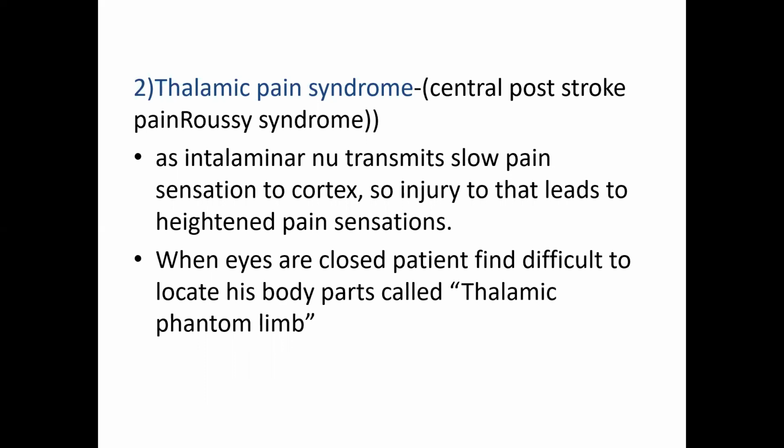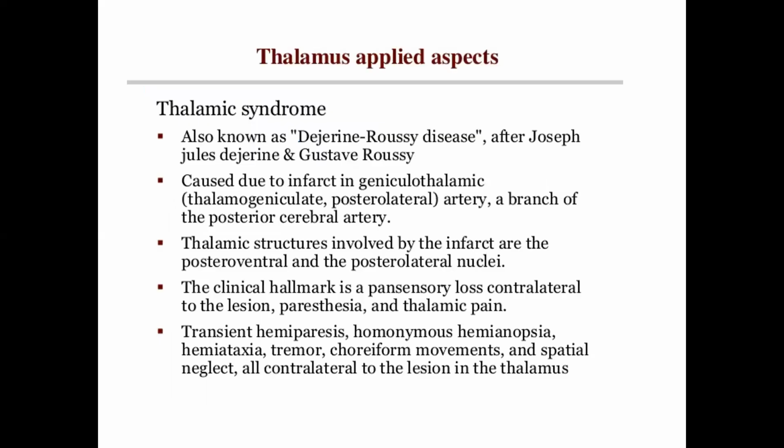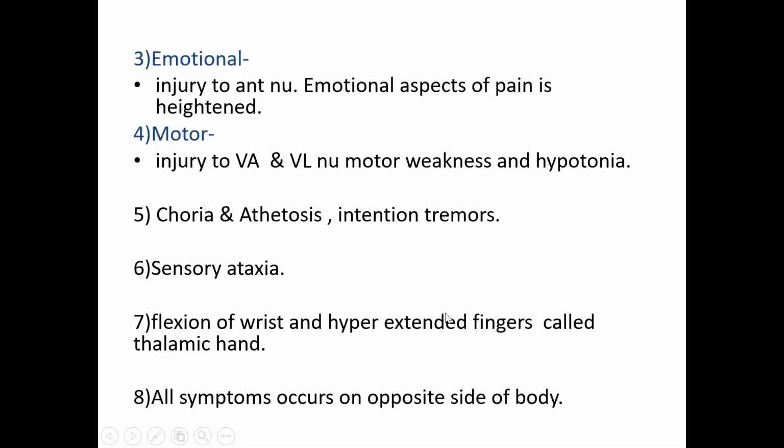When we ask the patient to close the eyes, the person finds it very difficult to locate the body parts, and that is called thalamic phantom limb. So this is thalamic syndrome, also known as Dejerine-Roussy disease, after the names of these two scientists. It is caused by damage to the interlaminar group of nuclei of the thalamus, maybe because of damage to the particular artery or to that group of nuclei. The clinical hallmark is sensory loss on the contralateral side of the lesion, paresthesia, and mainly thalamic pain. This is the most important symptom, thalamic pain.